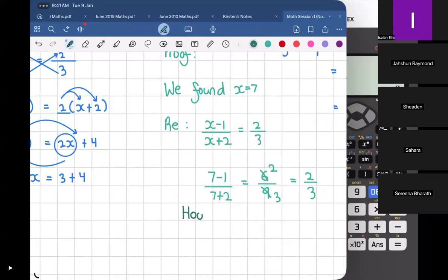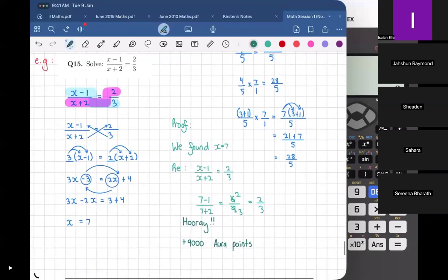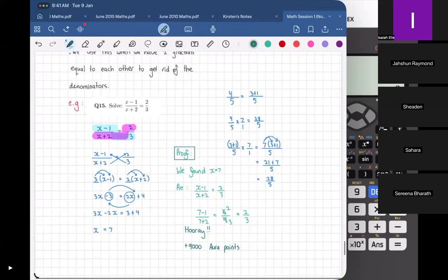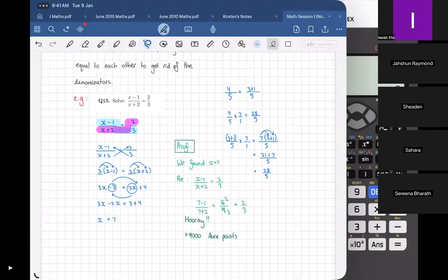Hooray! Right. So we got it correct. So that's the gist of cross multiplication. So you guys can copy this example down, and then I will give you all a question to do.